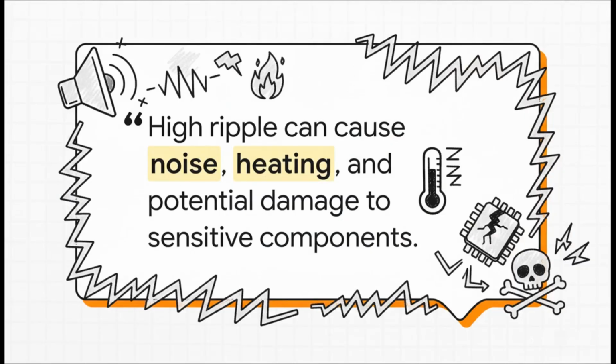And why is this so critical? Because not filtering the power has real, tangible consequences. High ripple can introduce that annoying hum you sometimes hear in audio equipment, it can cause components to overheat, and ultimately it can lead to them failing way too early. This whole process is absolutely fundamental to the reliability and longevity of our electronics.